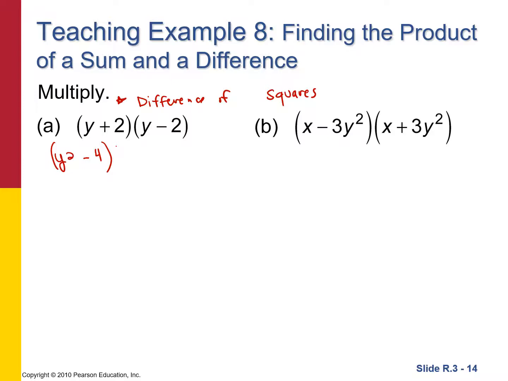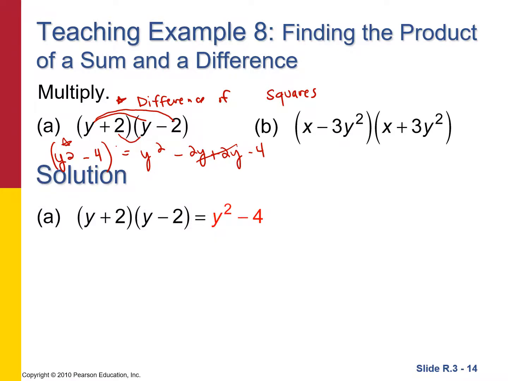And what ends up happening here, let me just show you why. So the first term is y squared, right? That's the first. Let's do the outer. So minus 2y. The inner is plus 2y. And the last one is minus 4. And these cancel, and then you're just left with this. Okay, so you can see that.